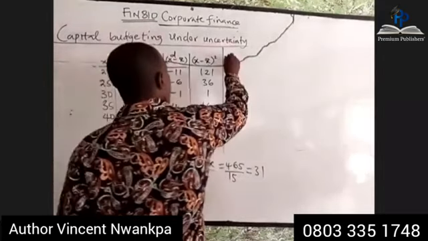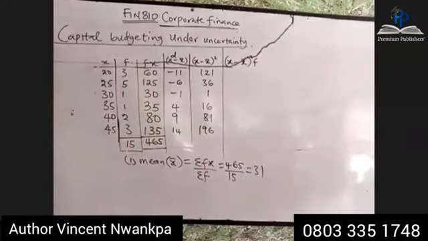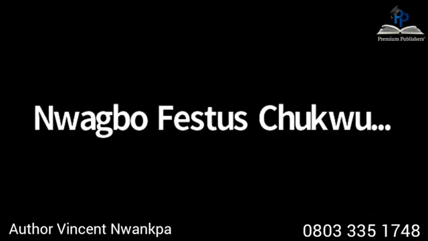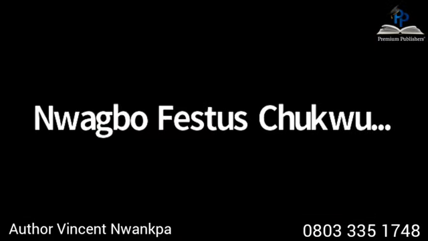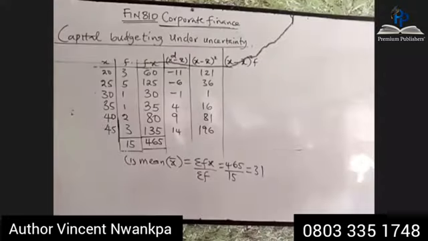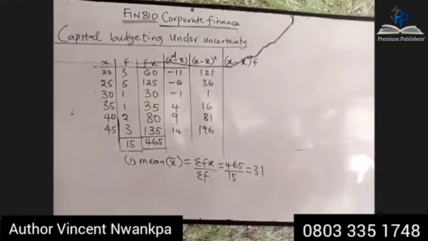Then for us to get the other one, it should now be x minus x bar square times the frequency. The x minus x bar is called deviation. The next one, the x minus x bar square, is the deviation squared, deviation raised to power 2 so that we can remove the minus sign.